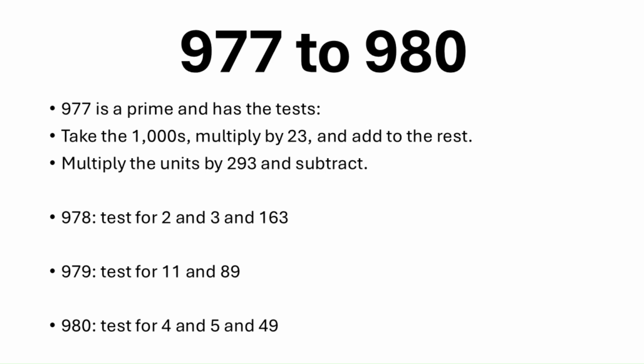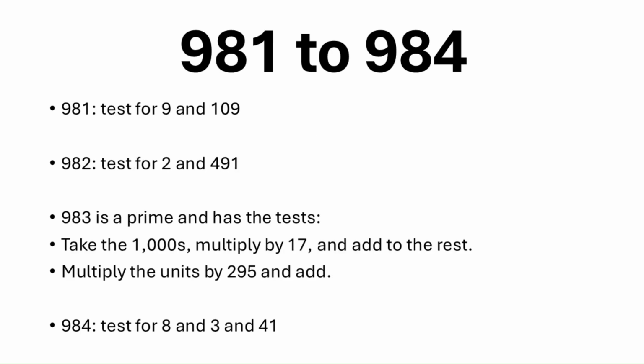Take the 1000s, multiply by 23, and add to the rest. Multiply the units by 293 and subtract. 978, test for 2 and 3 and 163. 979, test for 11 and 89. 980, test for 4 and 5 and 49. 981, test for 9 and 109. 982, test for 2 and 491. 983 is a prime and has the tests.